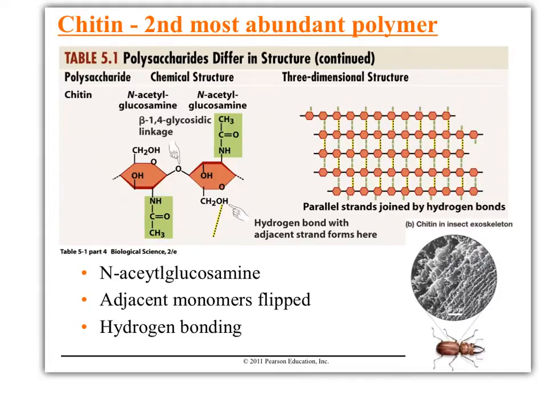Now let's talk about chitin, the second most abundant polymer out there. Boring. Okay, come on, Homer. It's not that bad. Alright, we're doing it anyways, regardless of what he thinks.